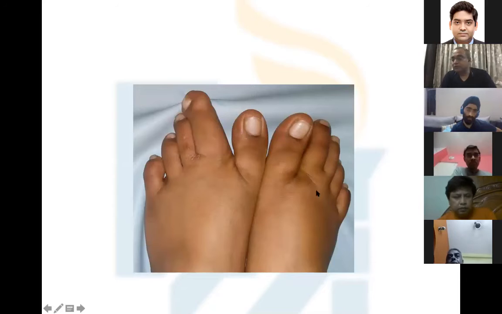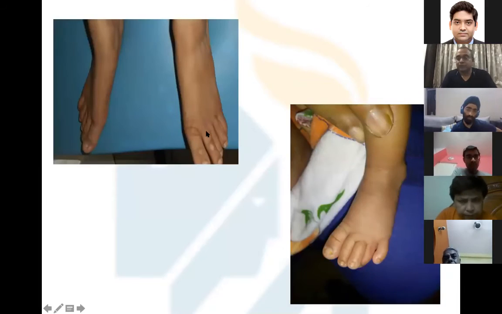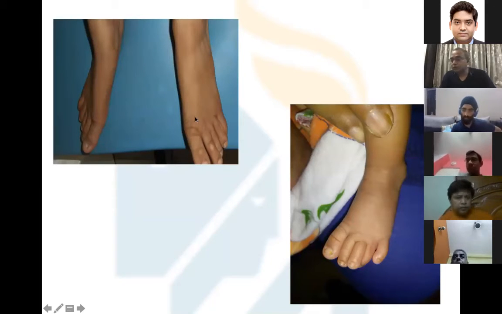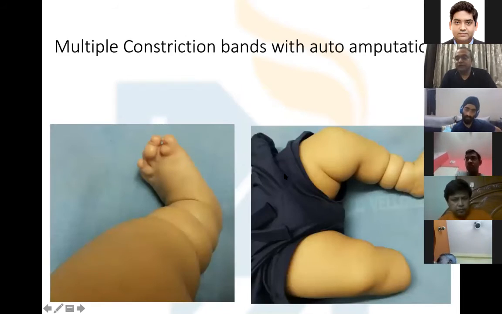Now here you see a second left toe where there is an alteration in the length. It is a length discrepancy. So this is a macrodactyly, as you see. And sometimes again, you have to keep a note of the various callosities which develop in a spastic foot. These callosities, because of the flexor spasms, are seen in CP children. And then there are multiple constriction bands, sometimes leading to auto amputation of the digits.